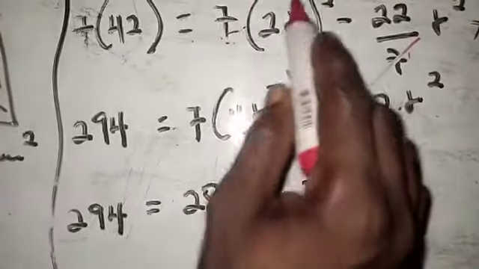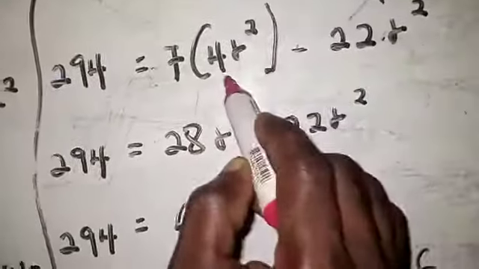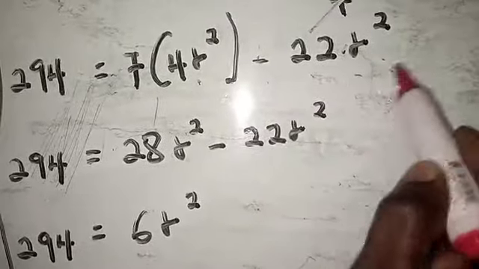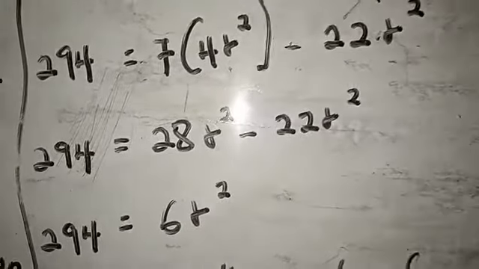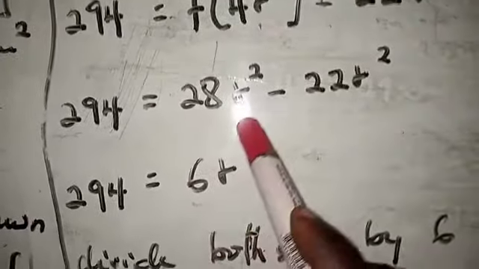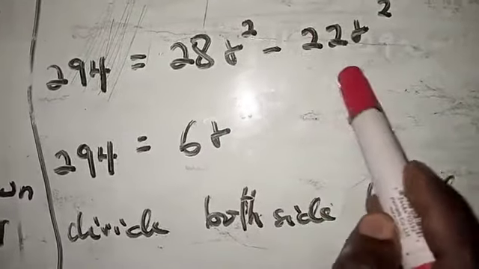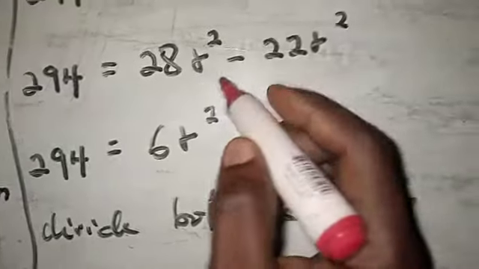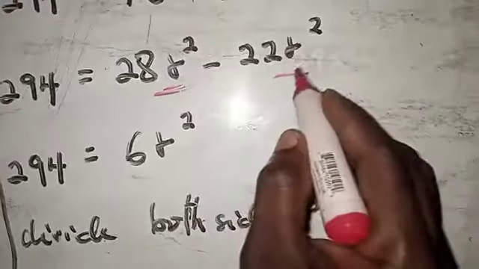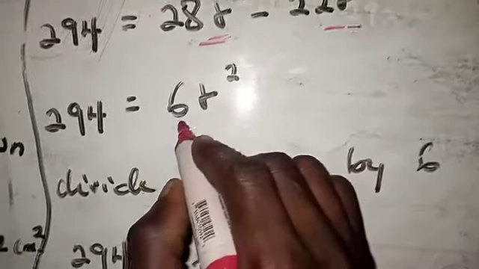And then here, remember, you have to solve the bracket first. You have 2 squared, that gives us 4, and the r squared stays r squared, then minus 22 multiplied by r squared. Now you can use this 7 to multiply the bracket, that gives us 28 r squared. So we have 294 is equal to 28 r squared minus 22 r squared. We can combine these two because they are like terms. You can see the r squared here and the r squared here. So you just subtract 28 minus 22, and that gives us 6r squared.